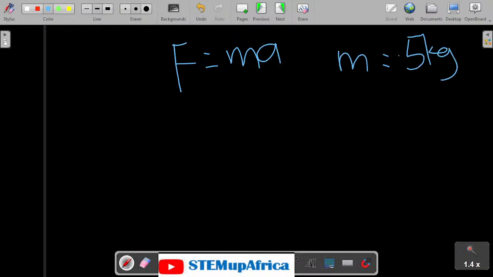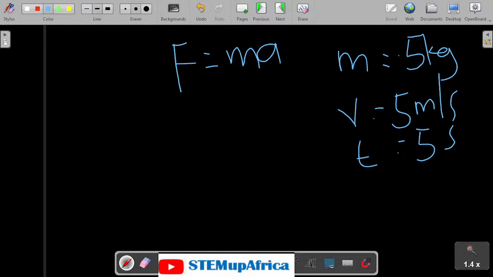As you know, force, we said earlier, is simply ma. So they gave us mass as 5 kilogram, velocity as 5 meters per second, and time as 5 seconds. These are the data we have. If you look at the data now, we don't have acceleration here. We have mass, velocity, and time. So how do we get our acceleration?